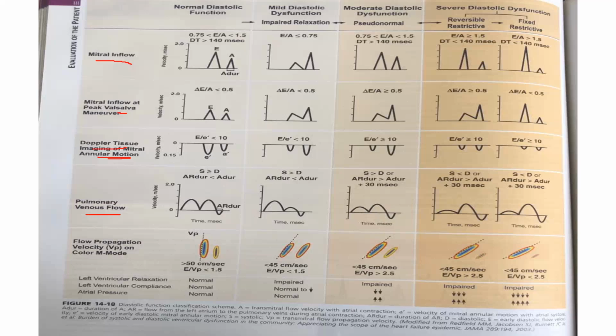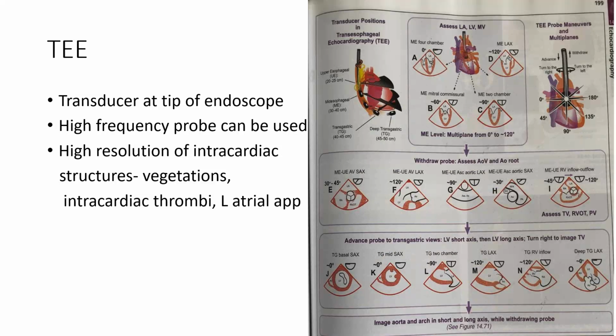Transesophageal echocardiography, as mentioned before, the transducer is at the tip of the endoscope, which is passed from the esophagus to view the various parts of the heart in higher resolution. And this is possible by using a high frequency probe.